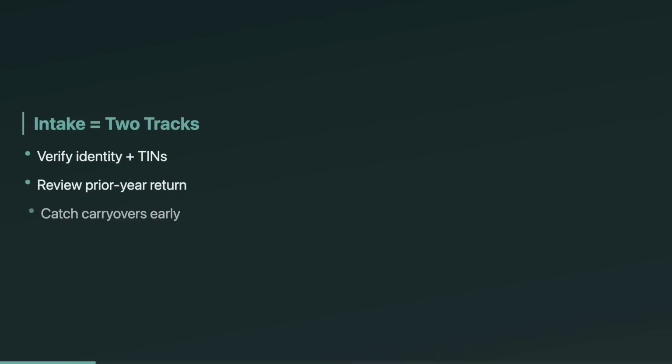Most rejected returns aren't tax law problems, they're intake problems. Your job is to lock down identity data and use last year's return like a roadmap. On the EA exam, they love questions where one missing digit in a TIN or one ignored carryover changes the whole answer. So think of intake as two tracks: verify who's on the return and verify what's carrying into the return.